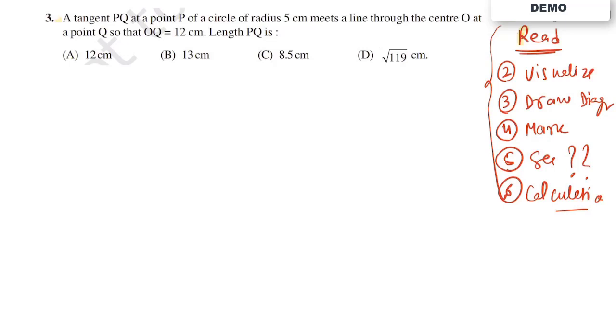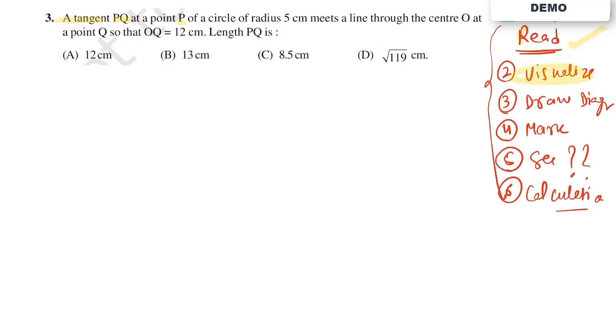A tangent PQ at a point P of a circle of radius 5 cm meets a line through the center O at a point Q, so that OQ is equal to 12 cm. So it is asking the length of PQ. Then we have read the question. Now let me visualize it for you. So you have visualized in your brain.